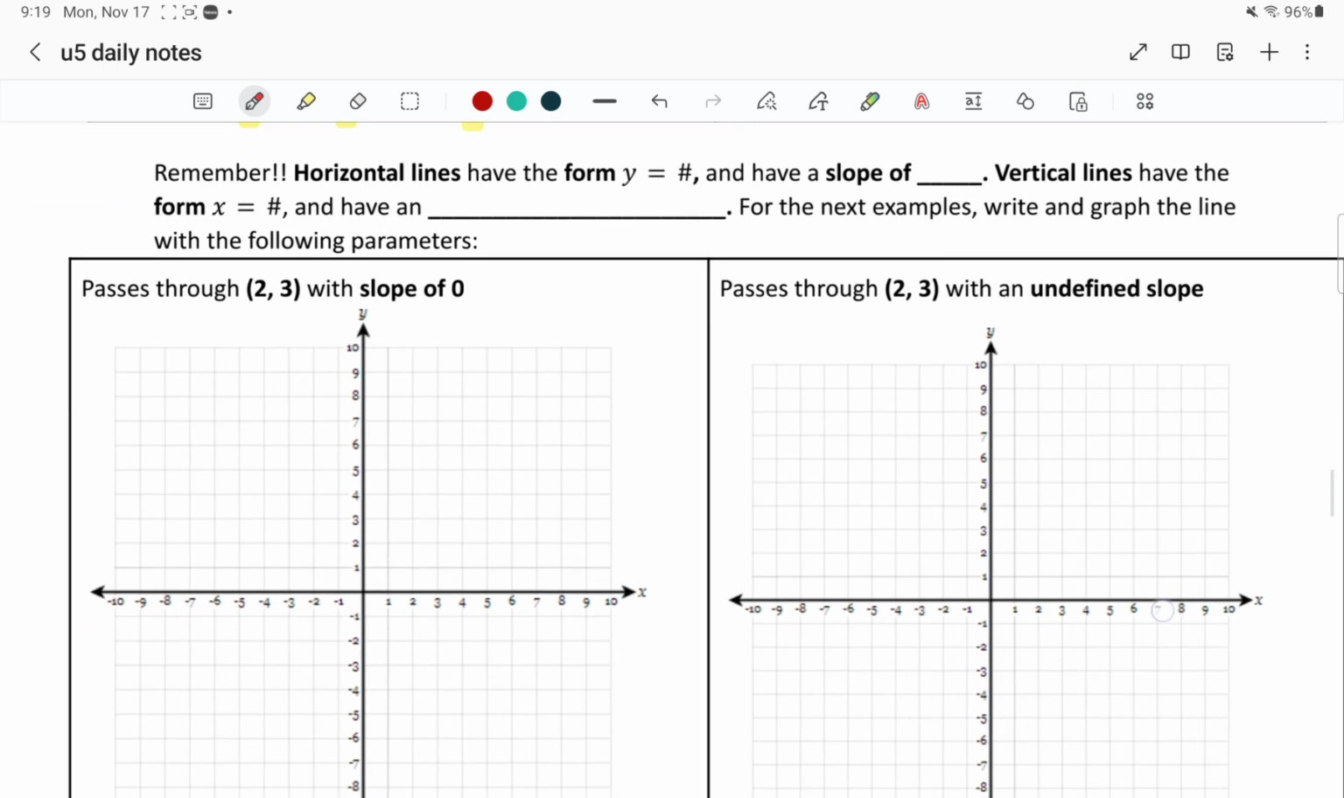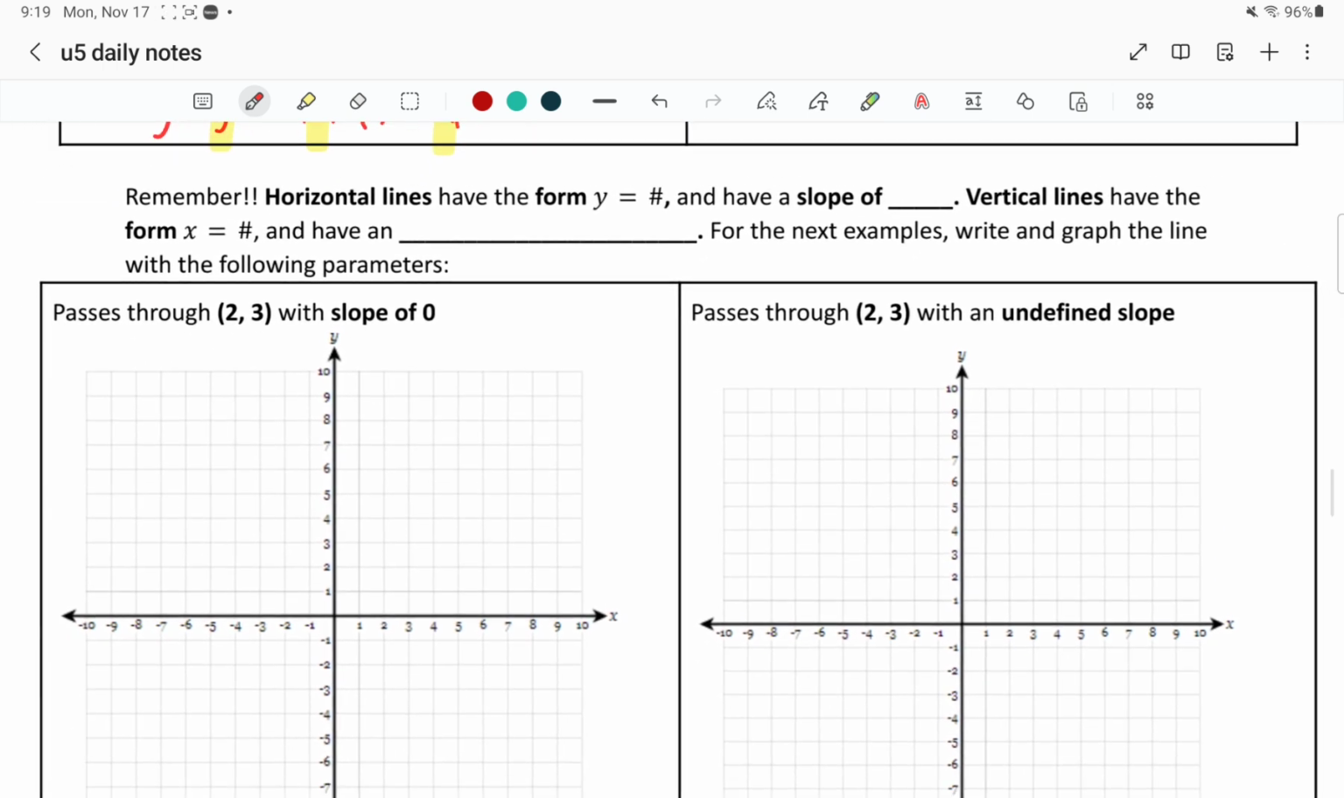Now, remember horizontal and vertical lines. Horizontal lines feels backwards. Again, there's a lot of things about math that just feel backwards, but there's a reason, I promise. But horizontal lines are in y equals, and they have a slope of 0. Vertical lines are x equals something, and they have an undefined slope.